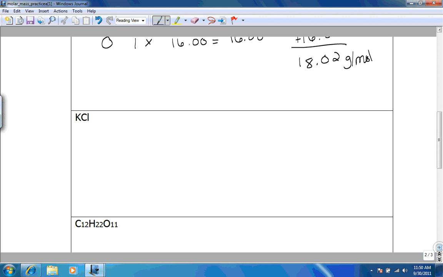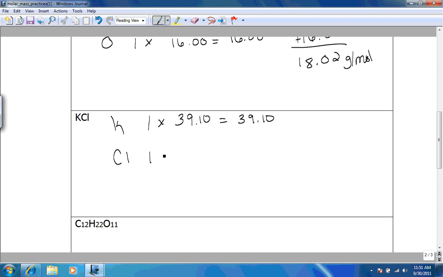The next one is KCl. So we have K and we have Cl. We only have 1 potassium, so we're going to just multiply that by 1. And potassium, when we look on the periodic table, it's on the far left. 39.10. So it's going to be 1 times 39.10.